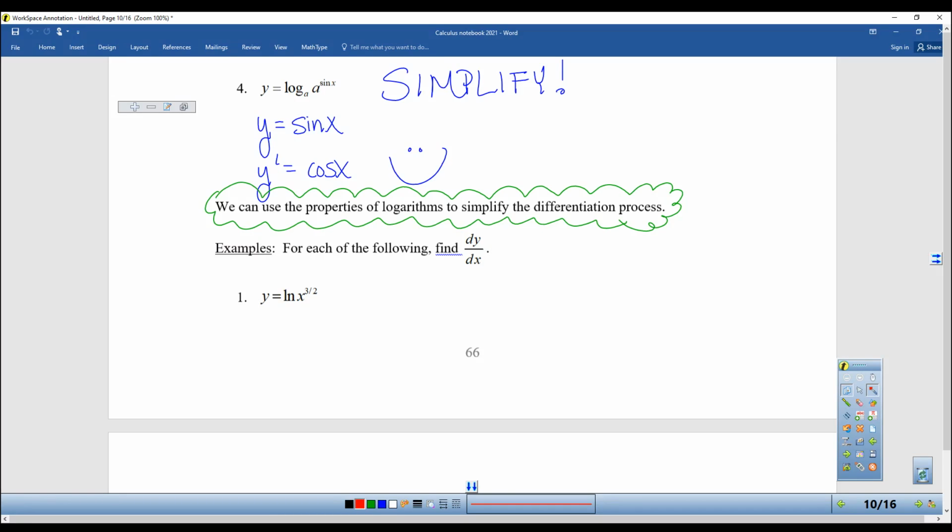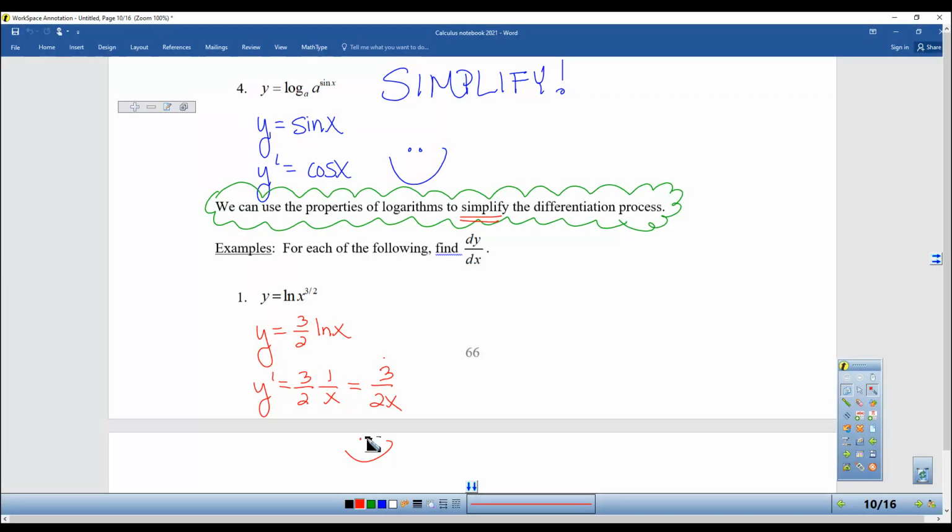So when you see this, whenever you see natural log, you always have to be thinking, can I simplify? And you can. That 3/2 just goes right out front. Natural log of x. It's a constant, so you can just leave it there. The derivative of ln of x is just 1 over x. So your final answer is 3 over 2x.